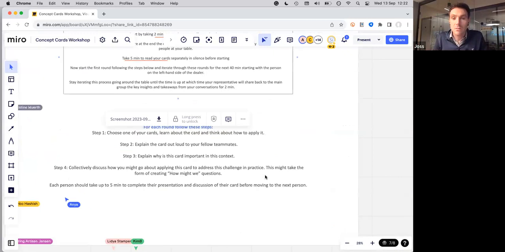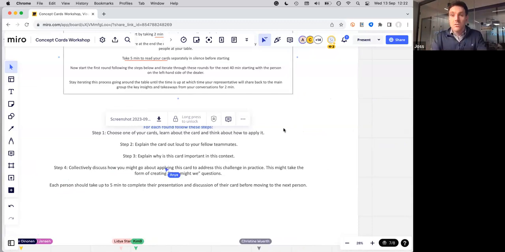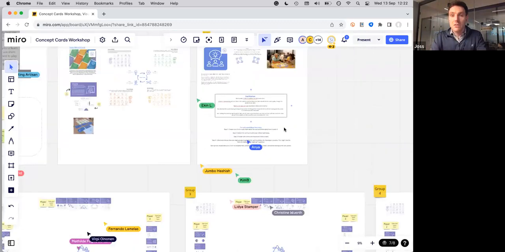Each person should take 5 minutes, discuss the cards, and then move to the next person. Stay iterating through this process, going around the table until the time is up, at which stage your representative will come back to the main room here, and we'll share the insights and takeaways from your conversation, just maybe 2 minutes each breakout room. So there we have it.